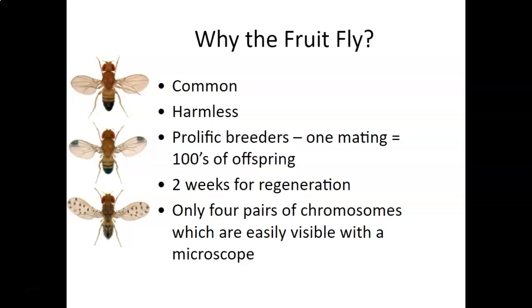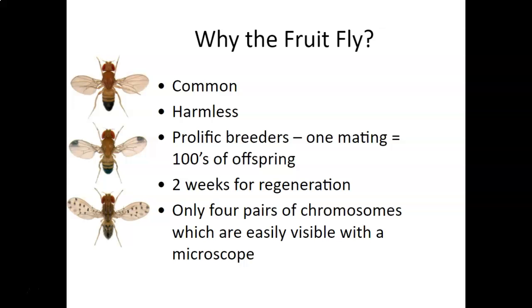So the fruit fly, right? We've talked about why Mendel used peas. Now let's talk about why Morgan used fruit flies. Well, they're super common, they're really harmless, and you can get tons of offspring from one mating. The generation time is really short, so you don't have to wait forever for a pea plant to grow or for another organism to reproduce, right?